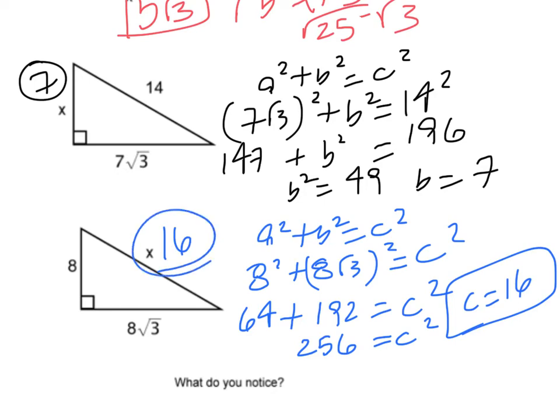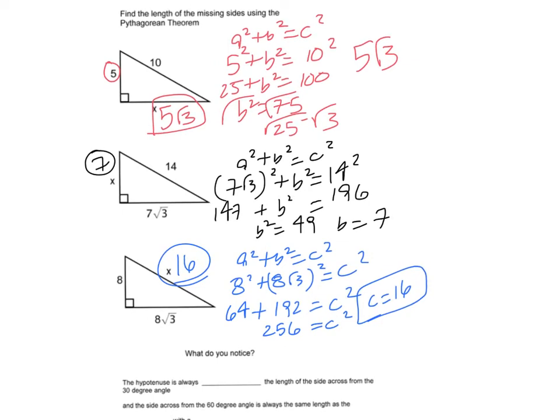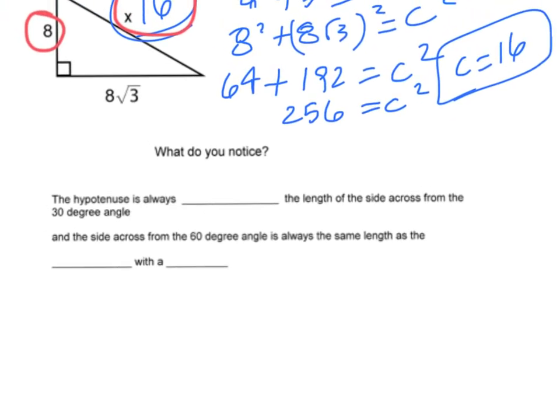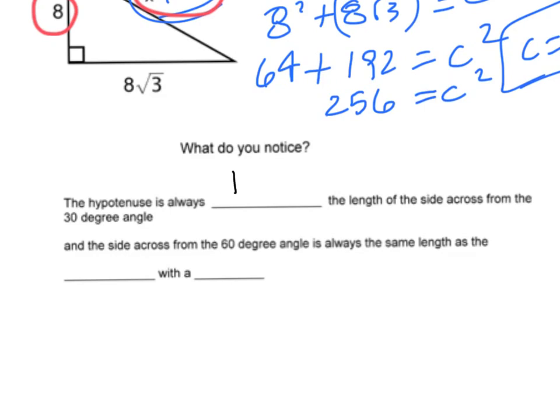Now, you can notice some things in your pattern for the 30, 60, 90 right triangles. If you notice this number and this number, in this case the 7 and the 14, the number 5 and the 10, and the number 8 and the number 16 all have something in common. Let's take a look. The hypotenuse is always double the length of the side across from the 30-degree angle, and the length of the side across from the 60-degree angle is always the same length as the leg with a root 3.